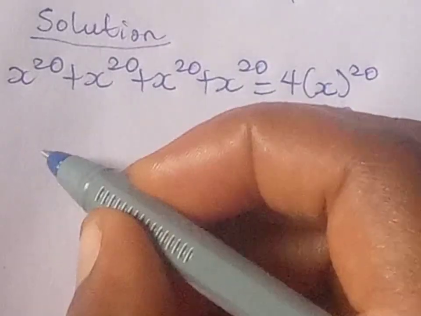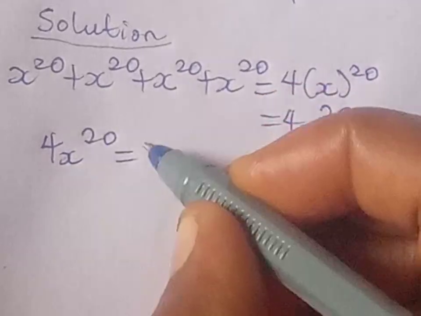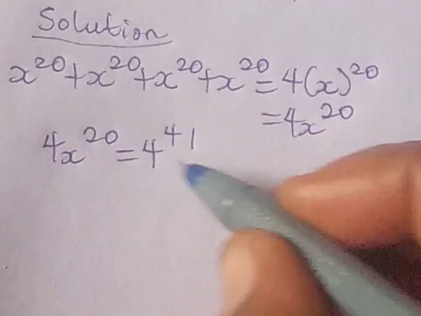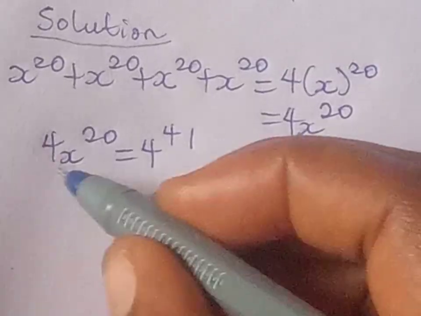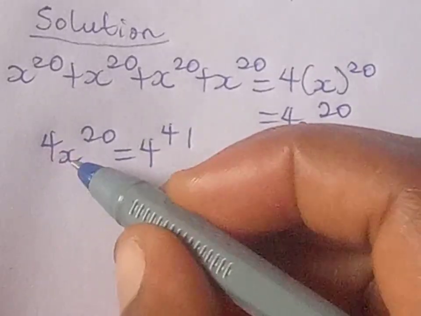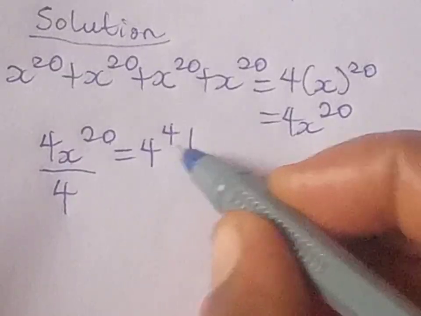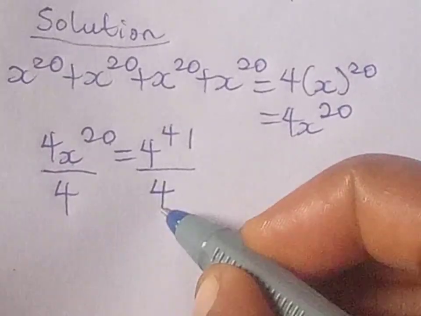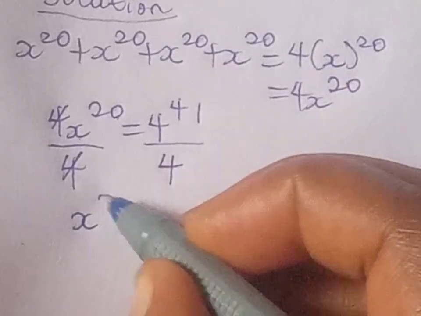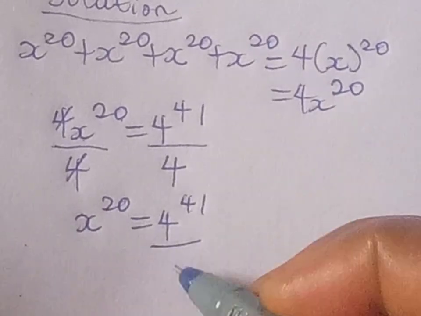So our expression becomes 4x raised to the power of 20 equals 4 raised to the power of 41. Now let's divide both sides by 4 since both sides are divisible by 4. So we have 4x raised to the power of 20 divided by 4 and 4 raised to the power of 41 divided by 4. 4 cancel 4. So we have x raised to the power of 20 equals 4 raised to the power of 41 divided by 4.